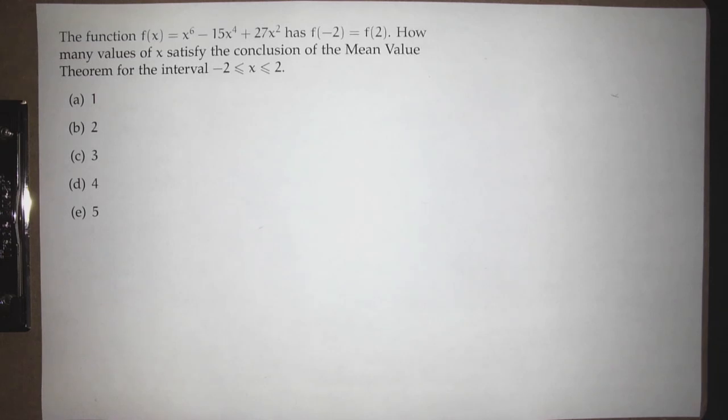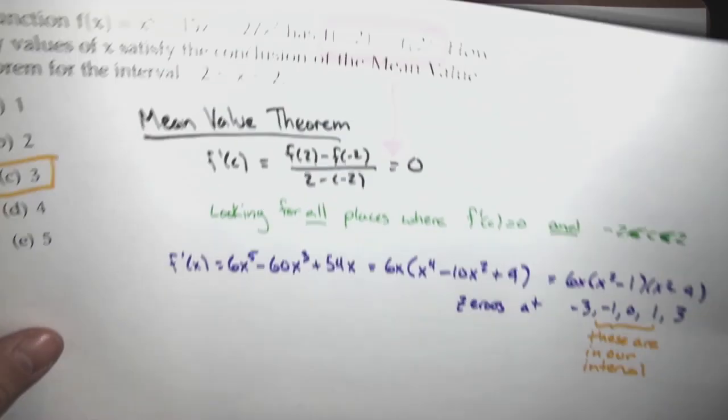Okay, so you've got a 1 in 5 chance, but of course, you know the mean value theorem, so hopefully it's a lot better than a 1 in 5 chance. What's the answer? The answer is C.